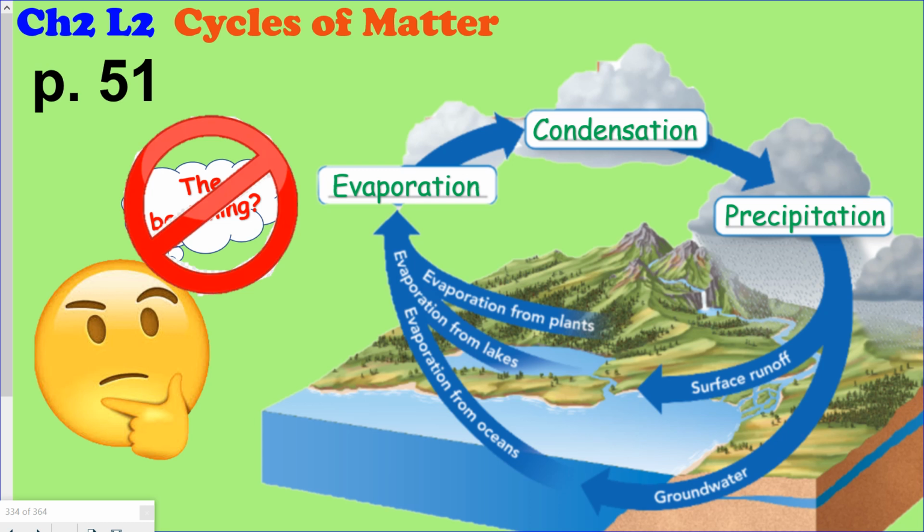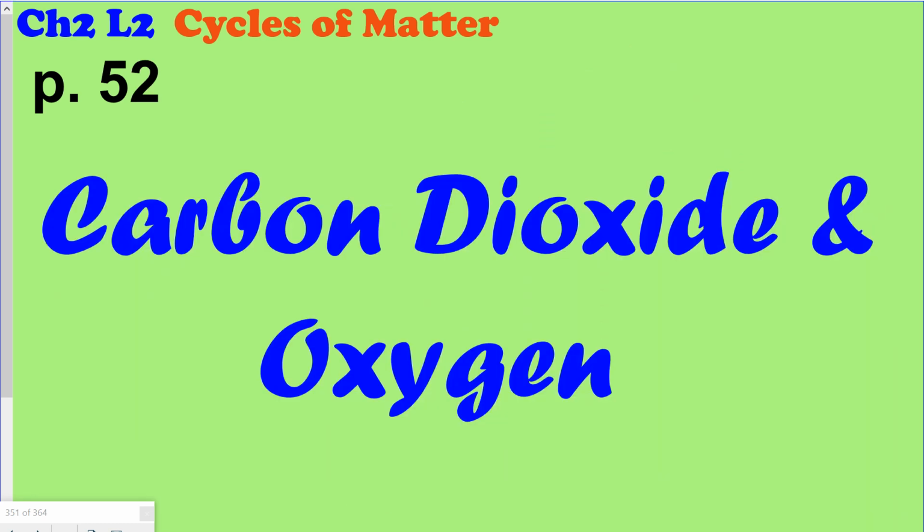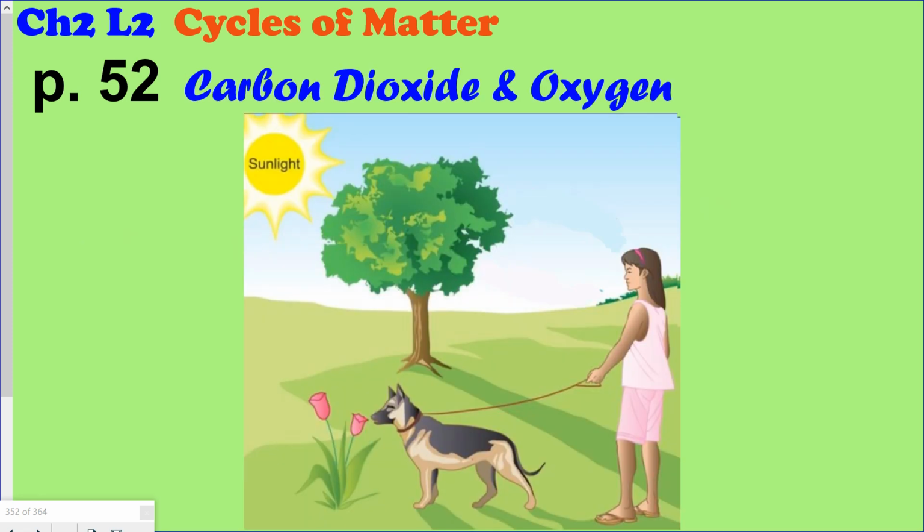But water goes through all three stages so that we can use it, and it will sustain the world and we can have a living planet. Right? Well, then we go into our next cycle. So if you turn to page 52, we're talking about the exchange or the cycle between carbon dioxide and oxygen. And we've already mentioned this several times in class.